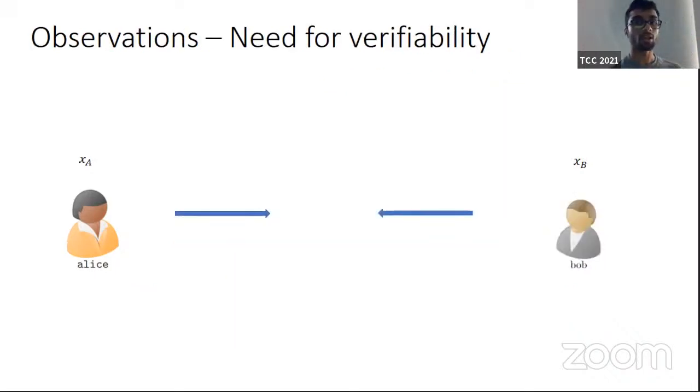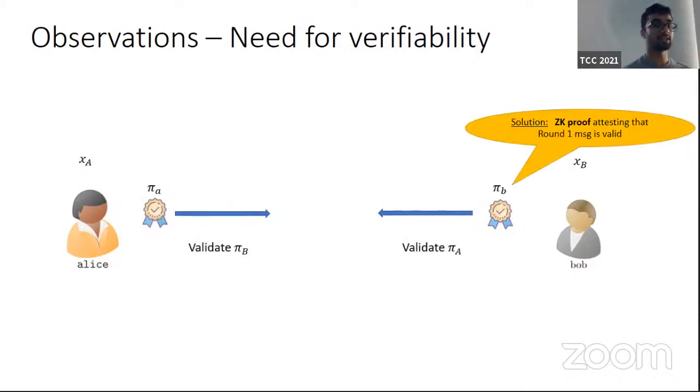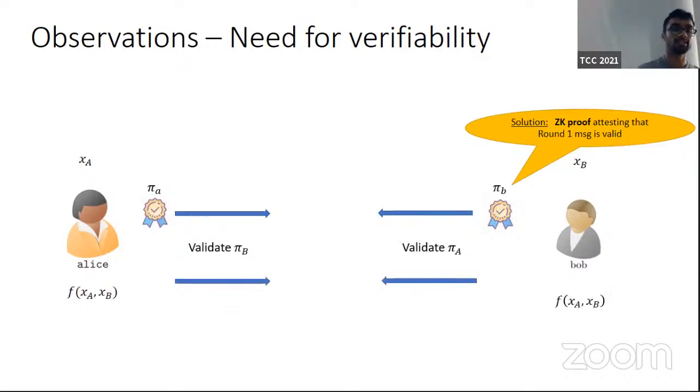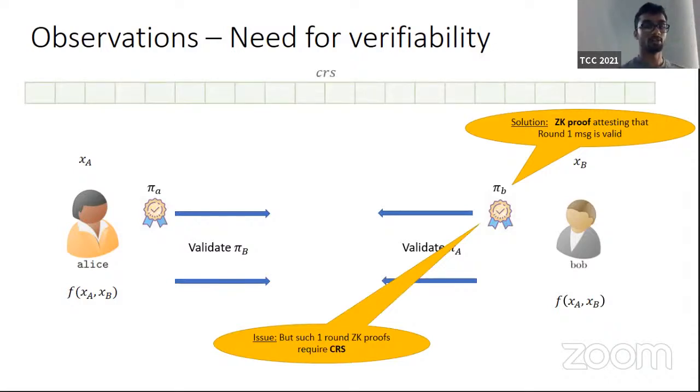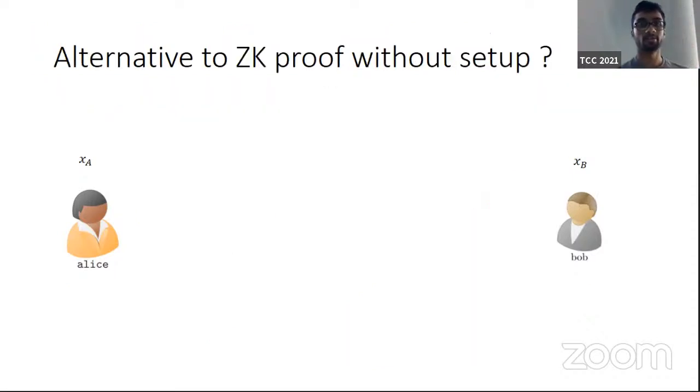One straightforward solution is to attach zero-knowledge proofs attesting the validity of the round 1 message and have the parties check each other's proofs before sending their round 2 message. This ensures that the parties only receive the output of the function and nothing else, but this form of non-interactive zero-knowledge proofs requires a CRS, which is a trusted setup assumption. And in this work, we were trying to construct a 2-round MPC protocol in the plain model, which is maliciously secure.